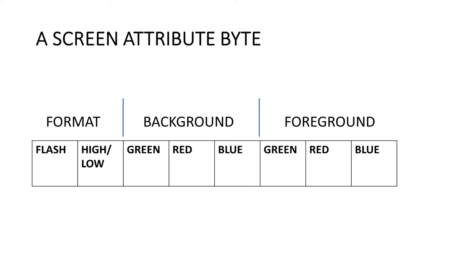Every 8x8 cell on the screen has a foreground, a background, and then two bits: one to say whether to flash, which just inverts the foreground and background every half second, and a high-low bit to say whether to make the color bright or not.